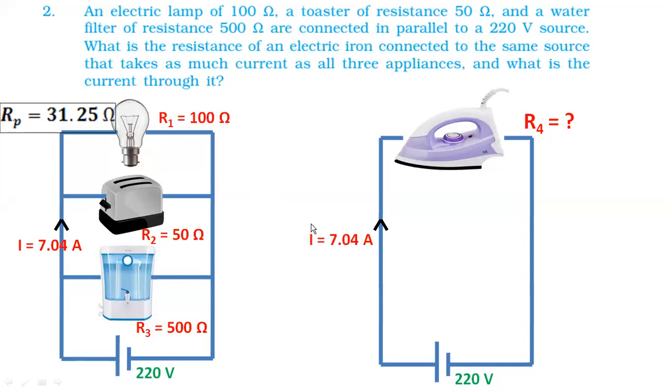So what would be the current? That we already know, it is 7.04. And what about this resistance? You can use Ohm's law, but there is no need. What is the answer? 31.25. Because you are replacing these many devices with only one device. Obviously that device is going to have the combined parallel resistance, 31.25. Okay? So take a screenshot of this as well. So the current value through that electric iron is 7.04. And what about resistance? It is 31.25. Okay? Very simple to do.